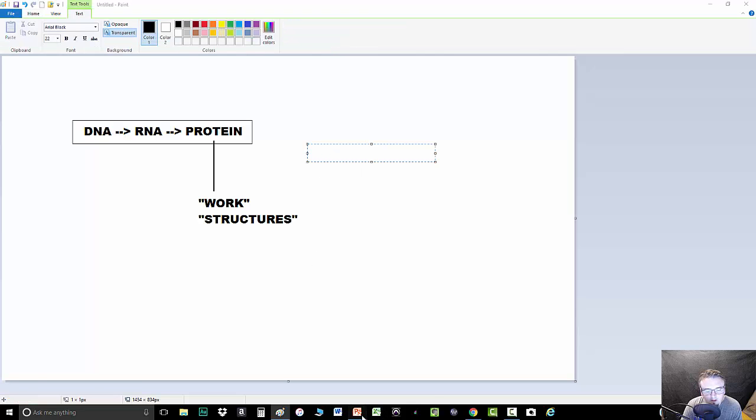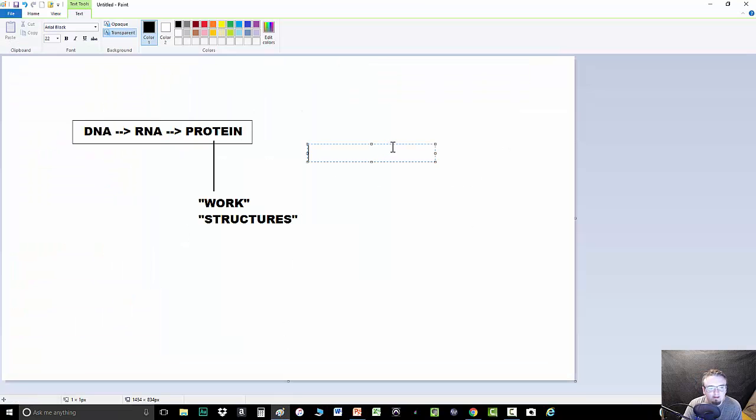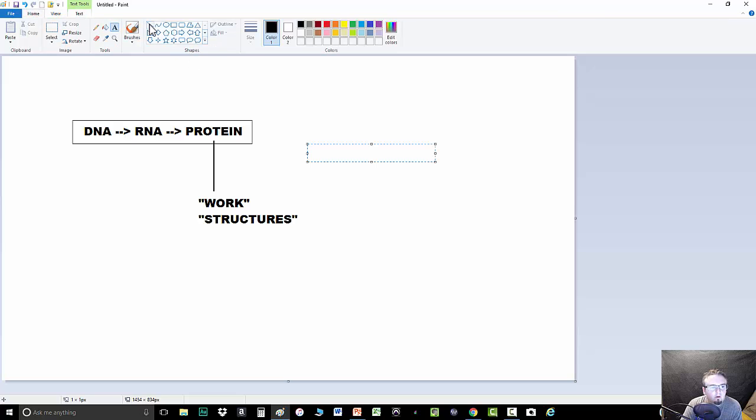Let's go ahead and look at the second part of this here, and then I'll go back to the slide I skipped. This next part here: how has the central dogma changed over the last decade with new information? Well, what they now know is that RNA is recognized to do a lot of the work and sometimes provide structure, but really more, it does a lot of the work that proteins were once thought to do. And really, it's not that there's less work going on with protein, it's that there's a lot more happening with RNA. So RNA is now recognized to do a lot more in the cell than what was thought.